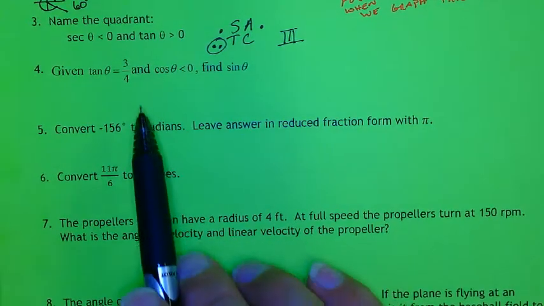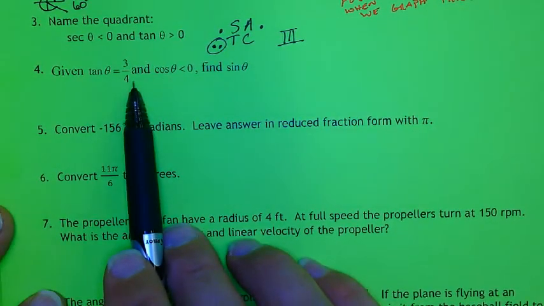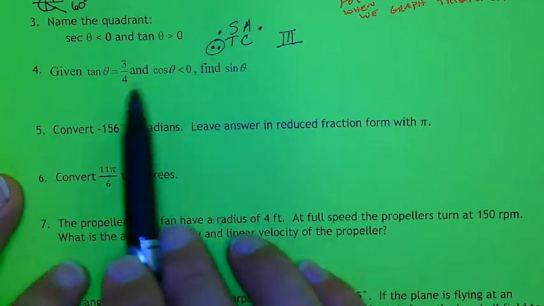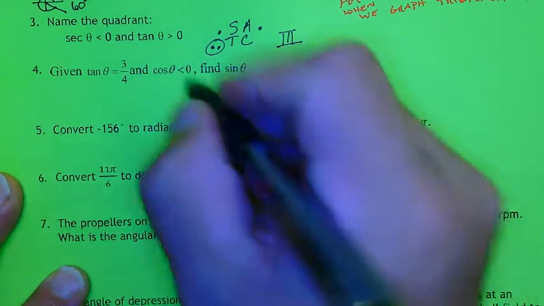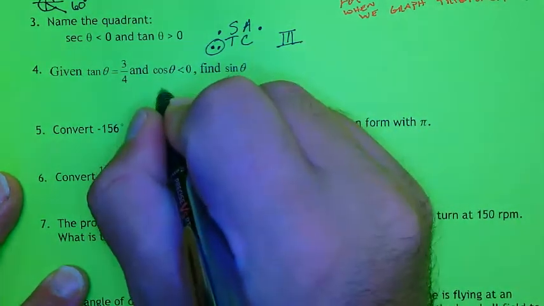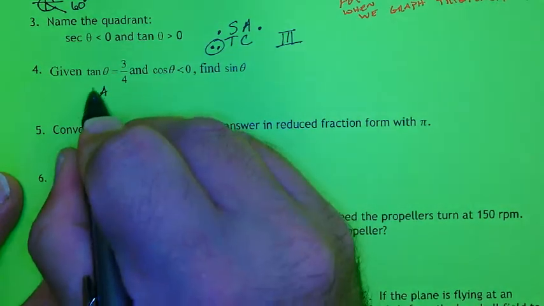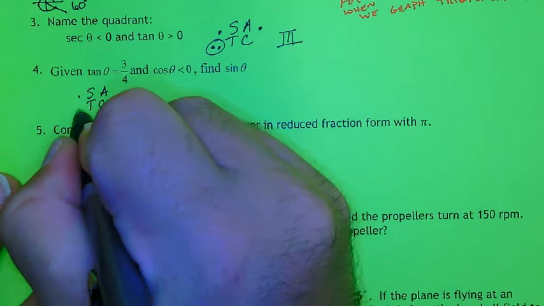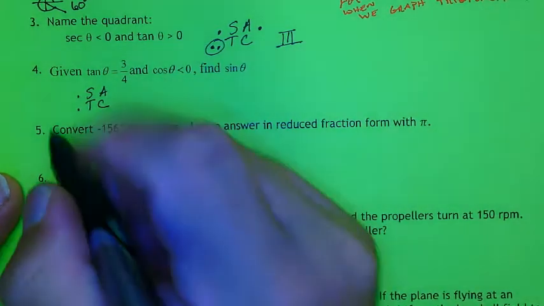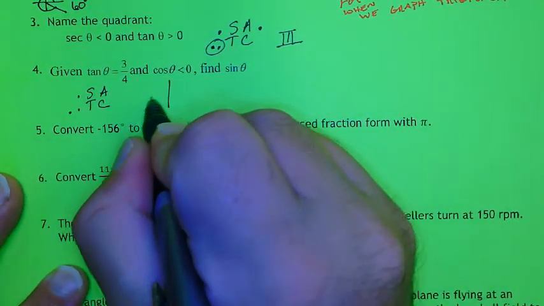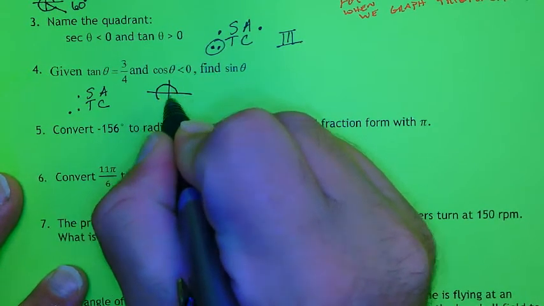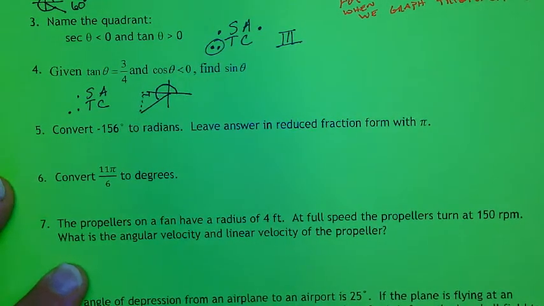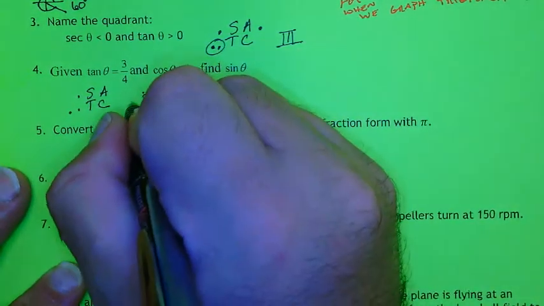Okay. For the next one, the tangent is 3/4, the cosine is negative. Find the sine. We still need to be able to do these things. What quadrant will we be in? All spiders taste crunchy. Cosine is negative. One of those two. Right? Tangent is positive. There. So we know that we are in this quadrant.